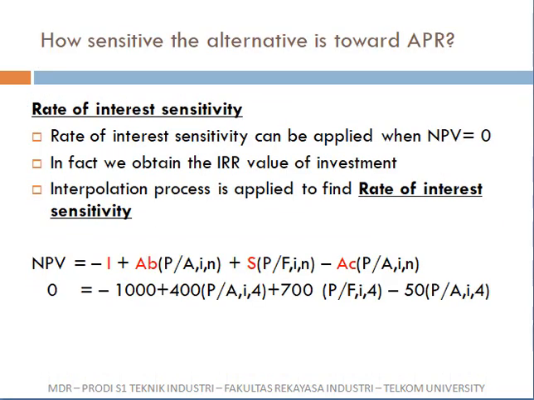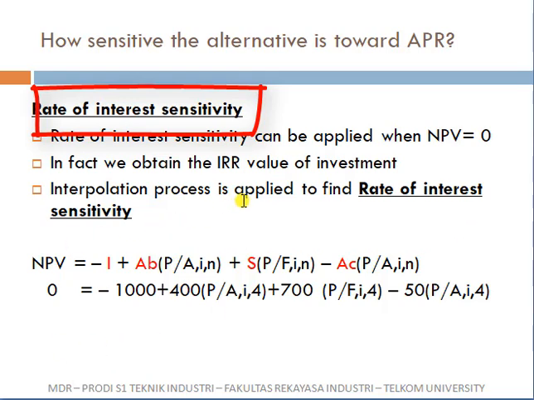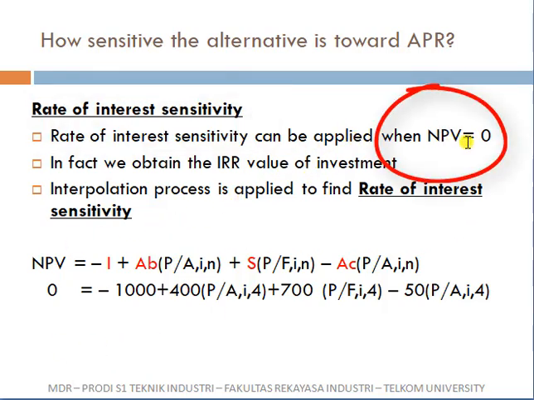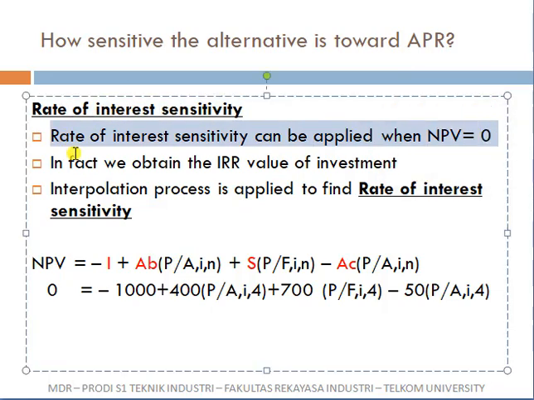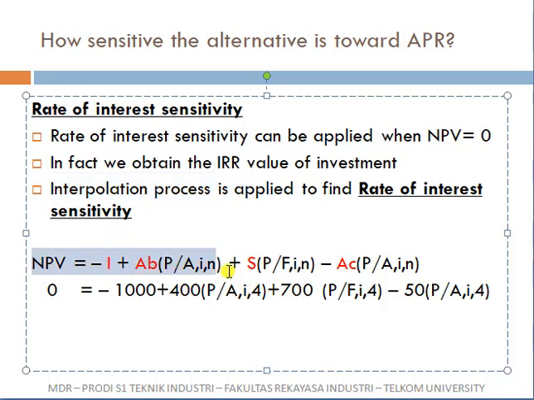Now we are going to examine the sensitivity level of interest. The rate of interest sensitivity can be applied when the net present value equals 0. The other name of this statement is that we are finding the internal rate of return. So the step of finding the sensitivity level is just like the step of finding the internal rate of return. You may use the interpolation process. So this is the formula.